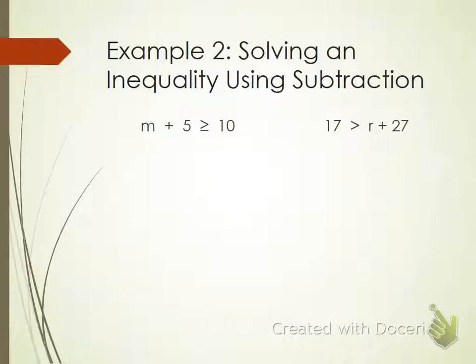Now look at example 2. Here's the good news. Solving an inequality is the same process as solving an equation. How could I get m by itself? How can I get m by itself on one side? How do I do it? I subtract what? Subtract 5 from both sides. And m not equals. That's a very common mistake. M is greater than or equal to 5.